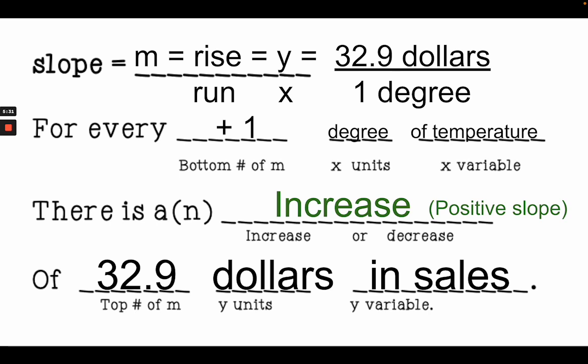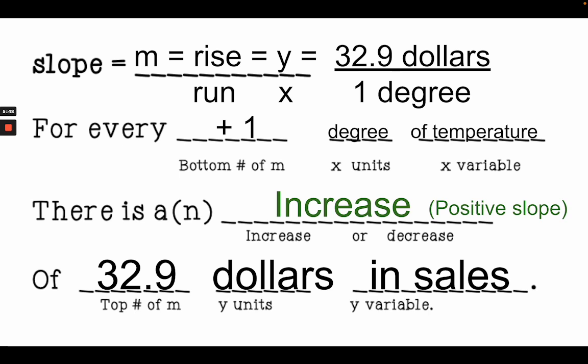And does that make sense? If it's very hot outside, more people will want something that's cold, and so they'll buy more shave ice. As opposed to if it's very cold, many people will not want to eat shave ice.